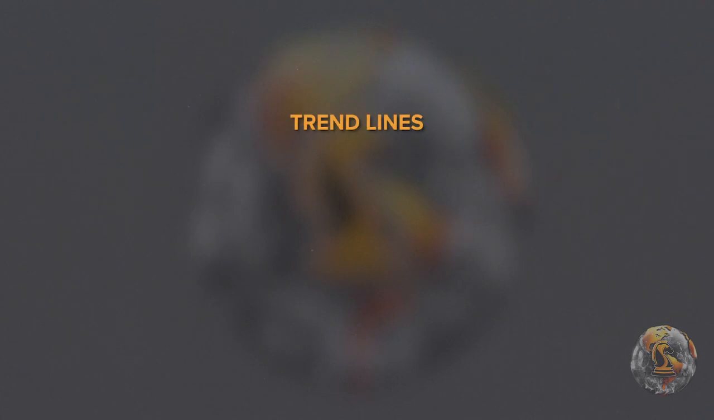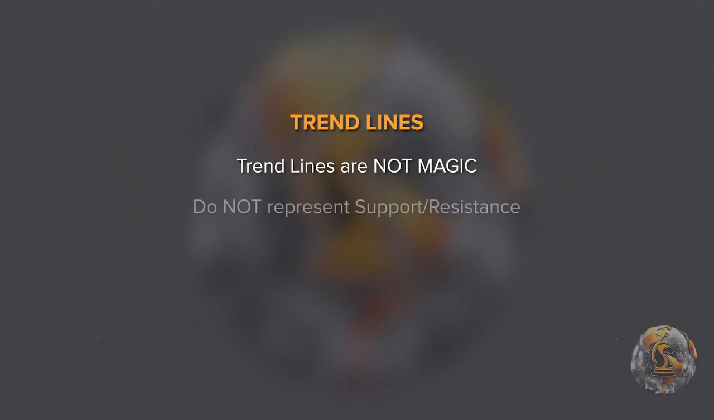First, I think you know what I'm going to say. A trend line, like any pattern or any TA tool, is not magic. Okay? There is no scientific reason for trend lines to work at all. And they do not represent support or resistance. That's very important because they're not horizontal.